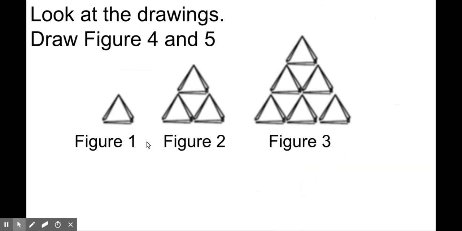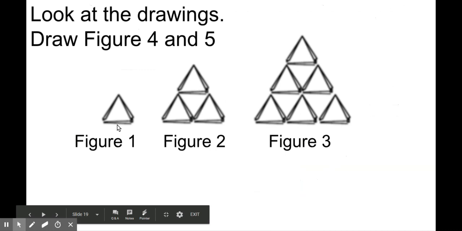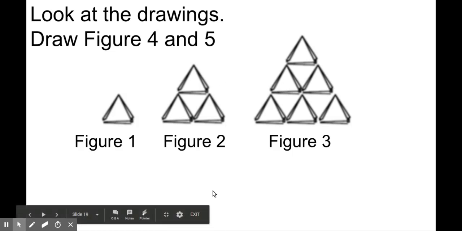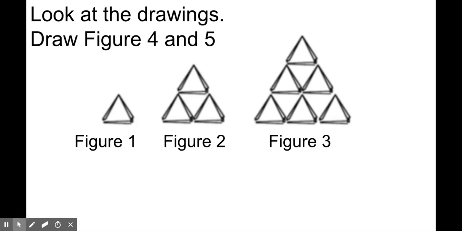I see in the first triangle figure right here, I see one triangle with one row. In figure 2, I see two rows of the triangle. And in figure 3, I see 3 rows, and there's 1, 2, 3, 4, 5, 6 triangles. So there's a pattern going on here. So I'm guessing, obviously, the fourth pattern is going to have four rows, and the fifth pattern is going to have 5 rows, right?